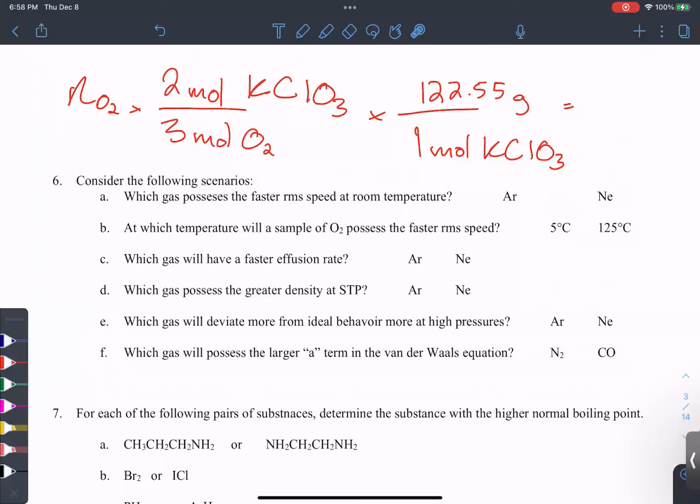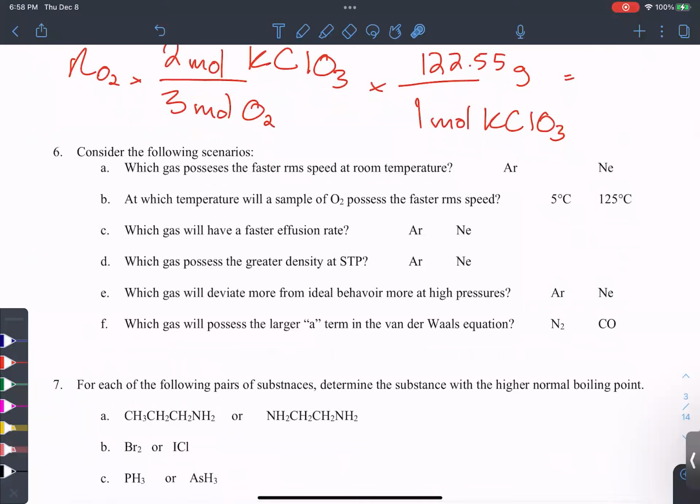Okay, so the question is, they're looking at the supplemental information sheet. R will be given to you, but it's probably best to memorize them at this point. Okay, so let's move on to 6.